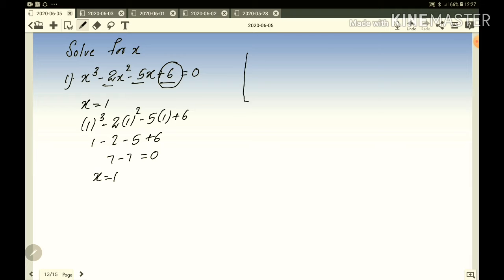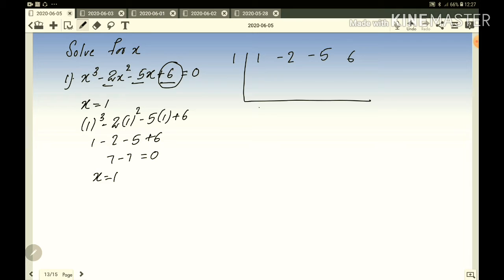I'm just writing an L there. Outside I'm writing the one that I got, inside I am writing all the coefficients. Make sure that 4 values, 4 members must be there inside this L. That is 1, minus 2, minus 5, 6.